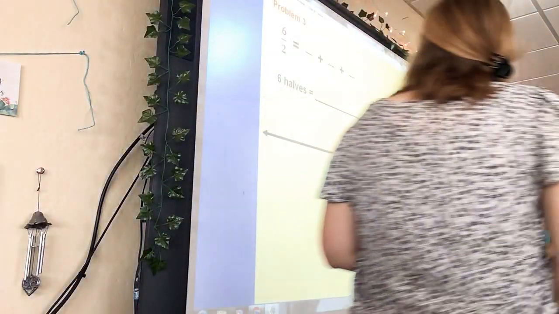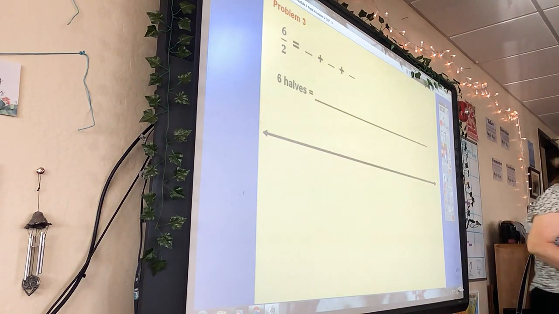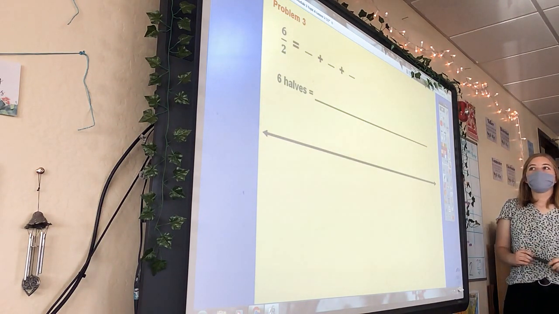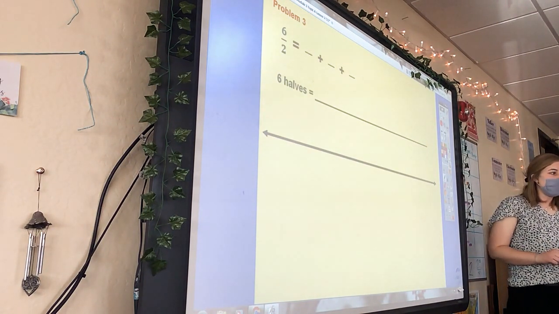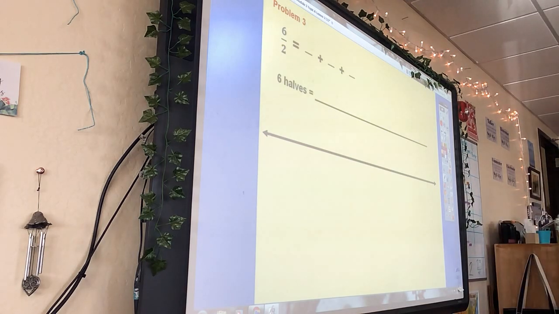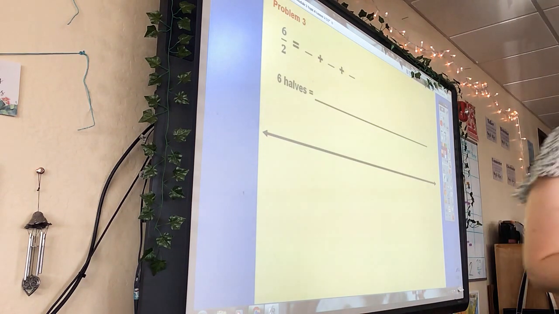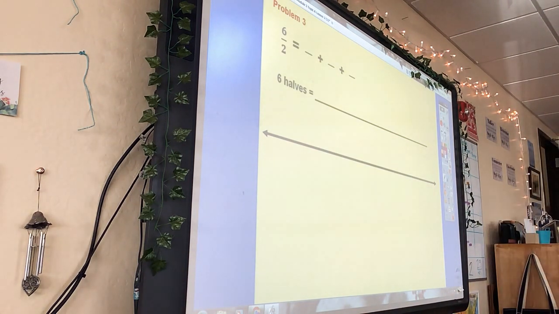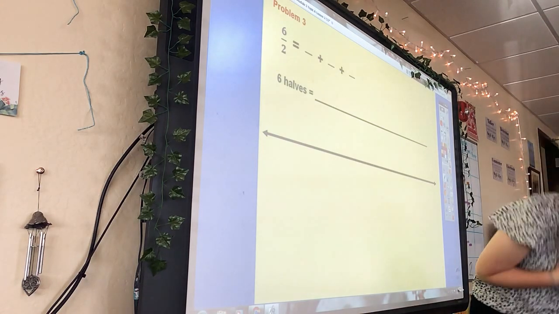All right. So here's where it gets tricky, but you guys can handle it, okay? So here we've got 6 halves. Don't say anything yet. What do you notice about that fraction that we've got up there? Class, what is that fraction called? Improper fraction. That is true. Which means that it's going to be bigger than what?